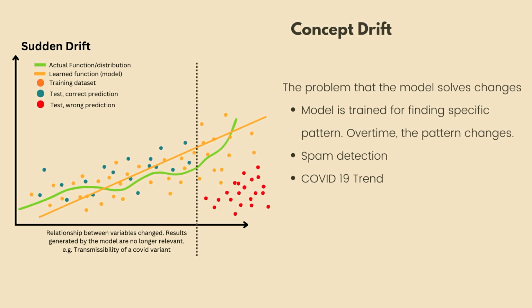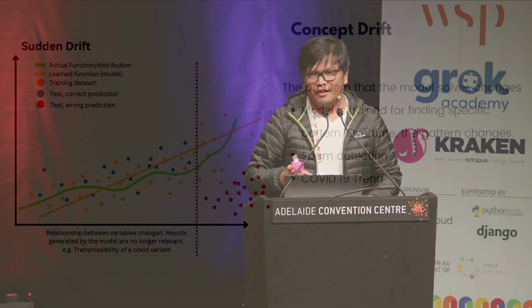One example would be COVID-19 trend prediction. When there's a new variant, essentially it's going to have a different interaction. Transmissibility will change, other factors will change. So essentially, you're not predicting for the same problem anymore.